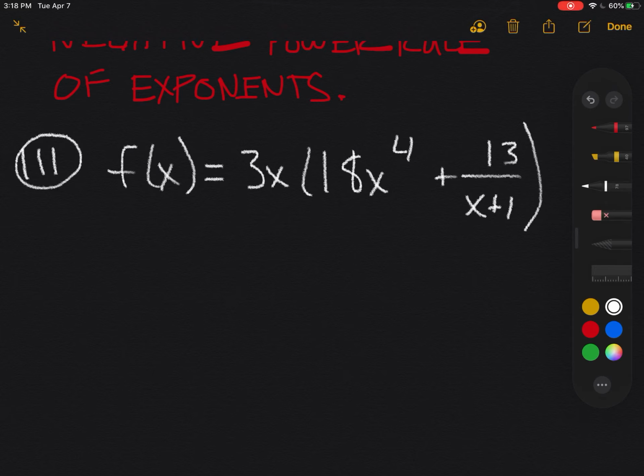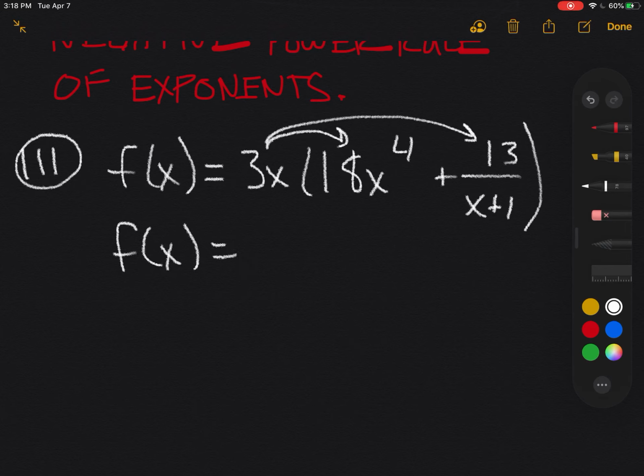This is where we start to get into some interesting questions, because there's actually more than one way to do this. One thing I could do is distribute this 3x in and then take the derivative, or I could use the product rule and take the derivative of each of these. In this case, I think it's simpler to distribute this in first before I do anything else, and then take the derivative.